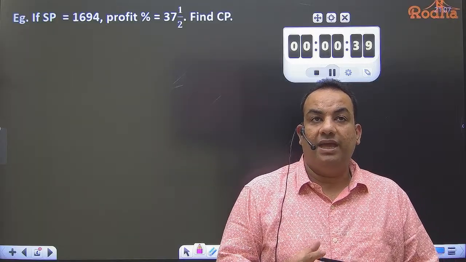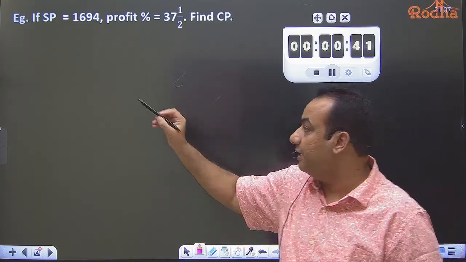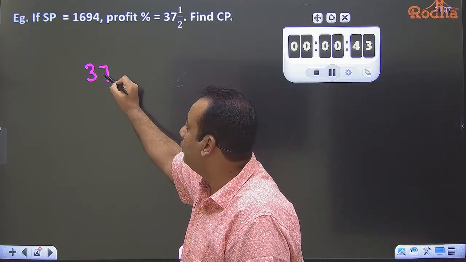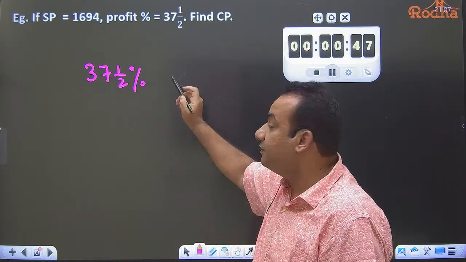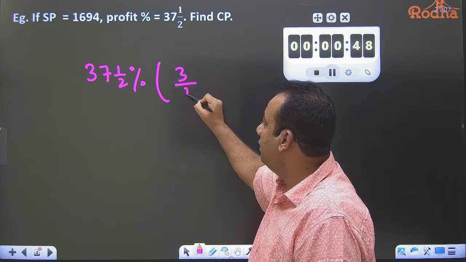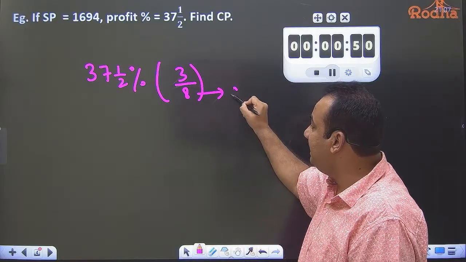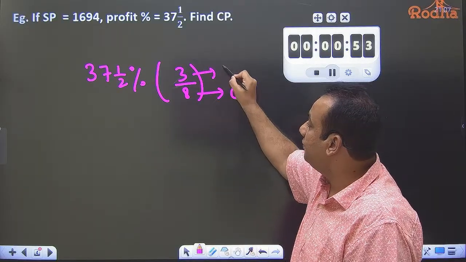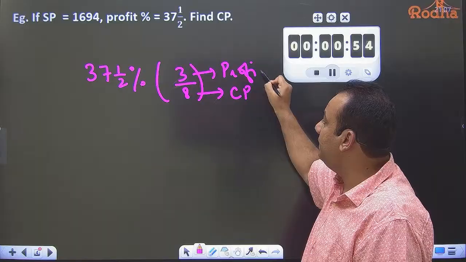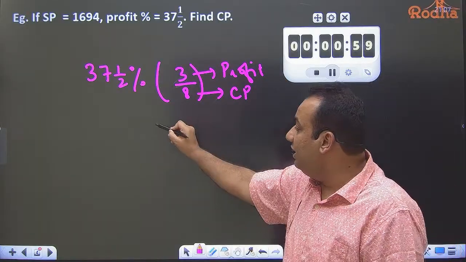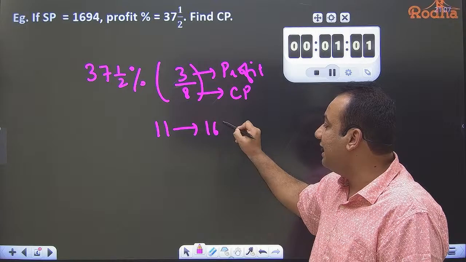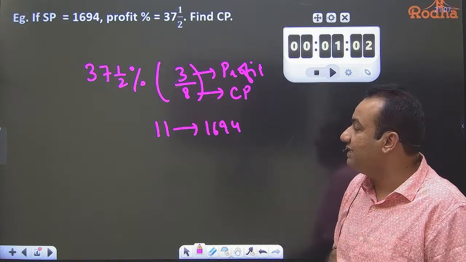Now see, when I say 37.5%, one thing should come to your mind. We already studied in percentages what 37.5% is: 3/8. So if 8 is my CP, then there is a profit of 3. If 8 is my CP and profit is 3, it means selling price is 11. So the value of 11 units is 1694.